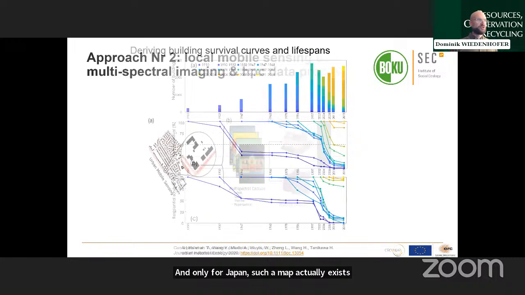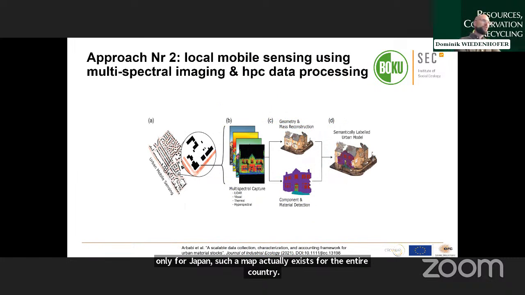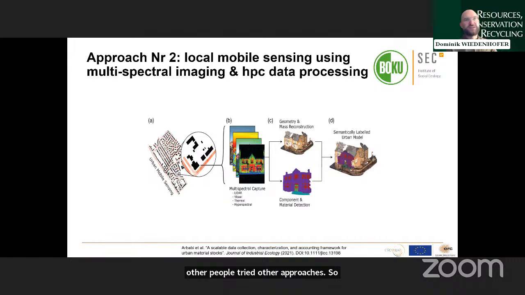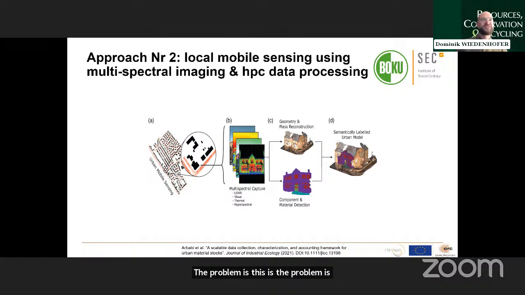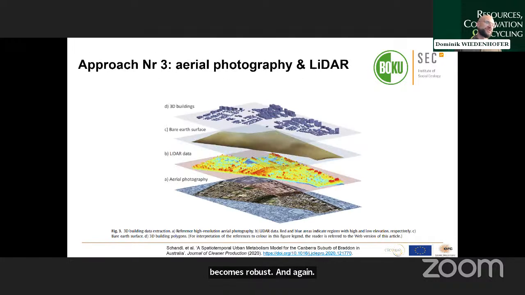Other people tried other approaches. So another one is using local mobile sensing. This is kind of like the Google street cars that we have all seen driving around. You can do such a thing also with other sensors, which gives you potentially a lot of great information. So for example, you could also assess energy efficiency of buildings with it. The problem is this is also very data intensive, and it has quite a way to go before it becomes robust. And again, relatively more regionalized approaches.